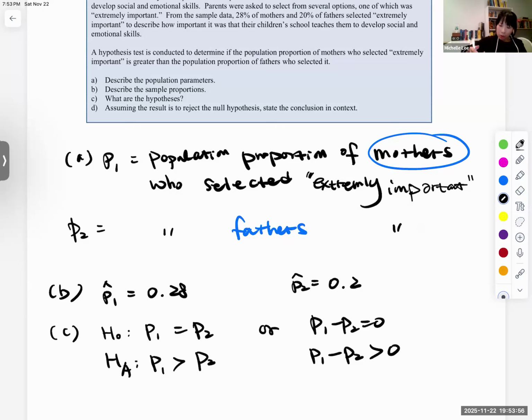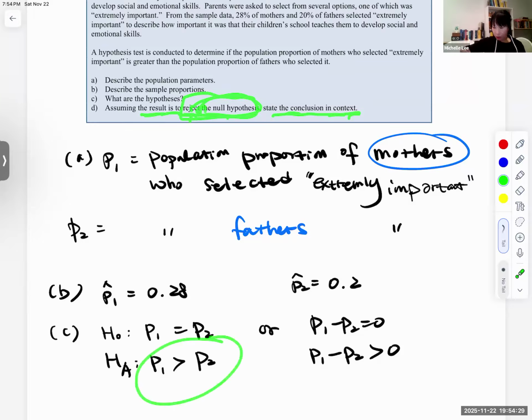Okay. Now, assuming the result is to reject the null hypothesis, state the conclusion in context. So if we do reject the null hypothesis, it means there is sufficient evidence to support the alternative hypothesis. So we conclude the alternative hypothesis. So that is true, right? Okay, let me bring this answer here.